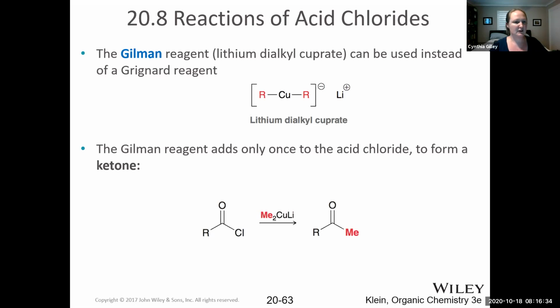An interesting reaction from acid chlorides is the treatment with a Gilman reagent. A Gilman reagent is kind of similar to a Grignard reagent, except that it's much less reactive. If you look at the difference in electronegativity between carbon and copper, you'll see that it is much smaller than the difference in electronegativity between carbon and magnesium. As a result, this carbon does not have as much negative character as you would see with a Grignard reagent.